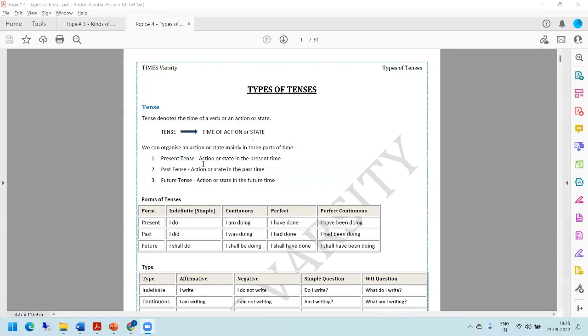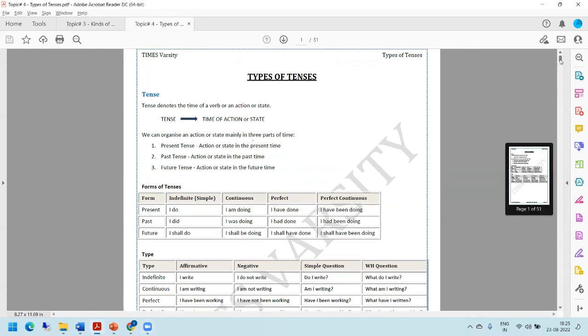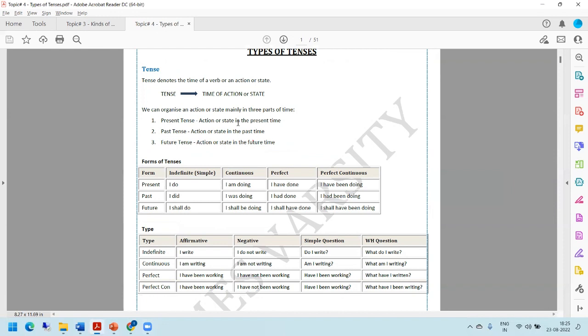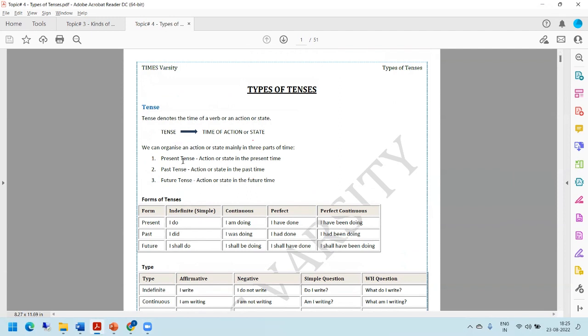Present tense means action or state in the present time. Past tense means action or state in the past time, which has already happened. Future tense means which is going to happen later. So future tense is action or state in the future time. So there are 3 types of tenses: present tense, past tense, and future tense.